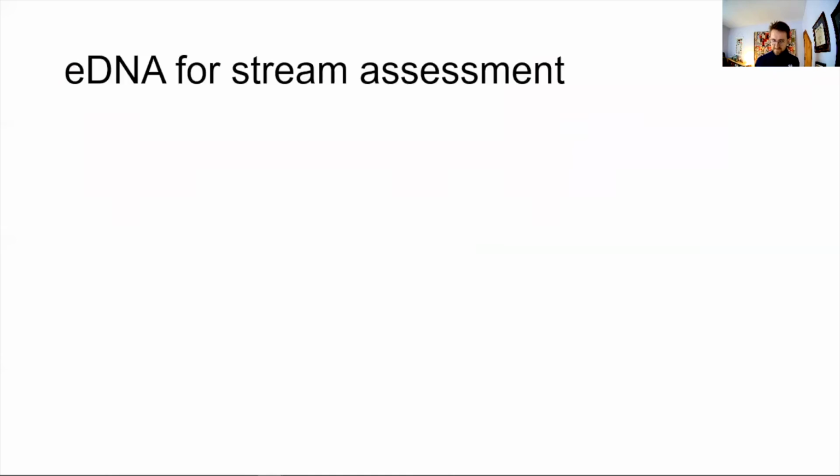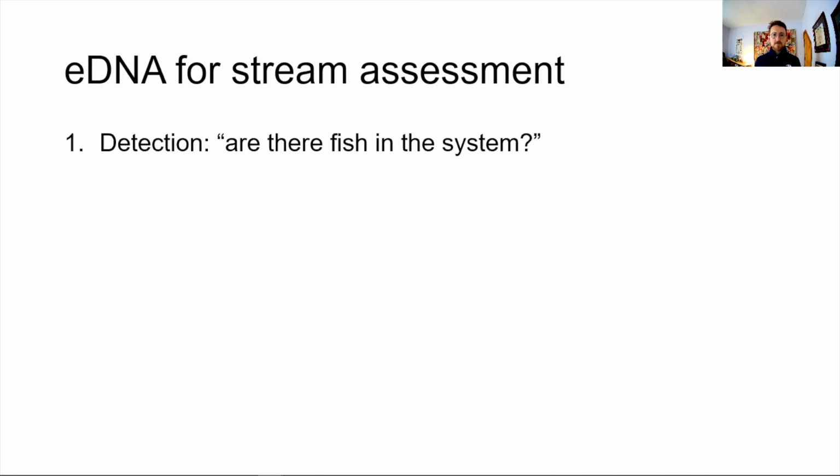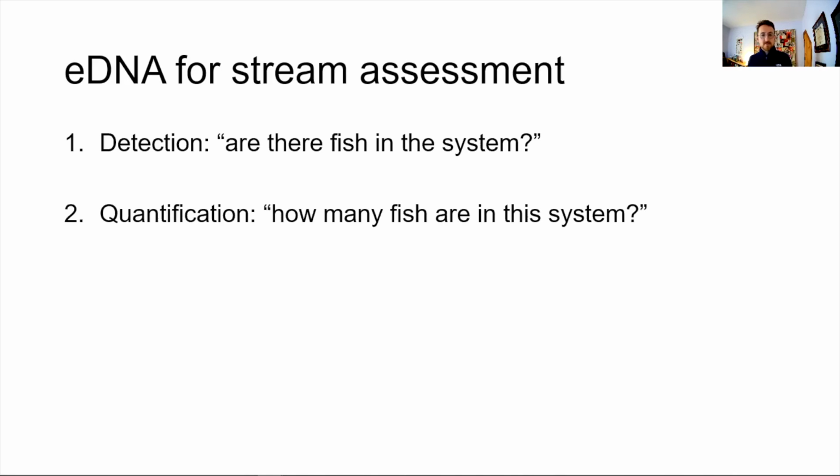So to give a quick overview on using eDNA for stream organisms, I'm going to use fish, specifically salmon today, but keep in mind you could use this for any stream organism you're interested in. So I see there being three hierarchical goals we could use eDNA for here. The first is detection. Are there fish anywhere in this system? The second is quantification. How many fish are in the system?